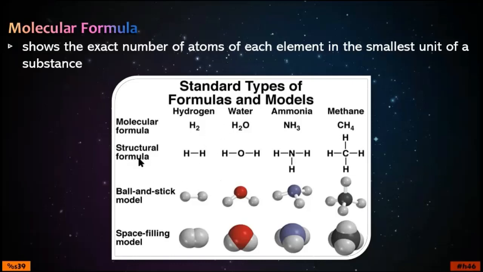Also, I will just introduce to you the structural formula. But anyway, in our lesson, we will be using molecular and empirical formula. So this is the format when we are asked to give the structural formula. And for the ball and stick model, this is also the illustration, and the space filling model is somewhat like the compressed version of the ball and stick model.